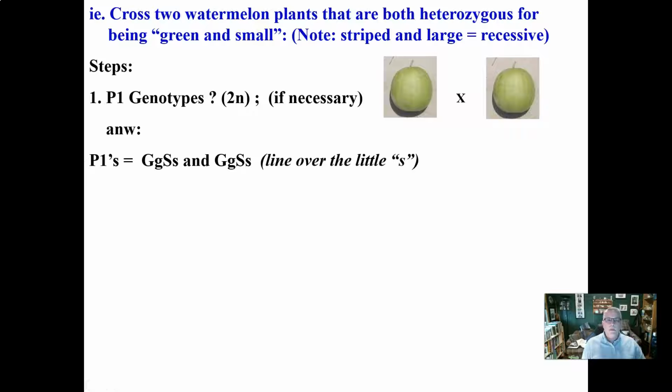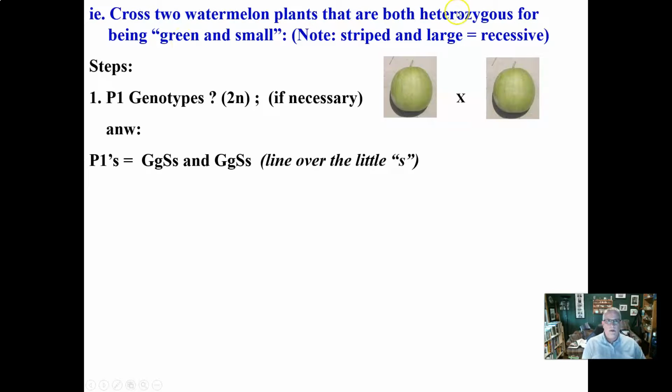Now, by the way, how do I know that green is dominant based on this question? Well, it has to do with this term right here, heterozygous. Go back to your notes. You wrote this down somewhere. You cannot be heterozygous recessive. You can only be heterozygous dominant. So if I say something is heterozygous for being green, that means green is dominant.